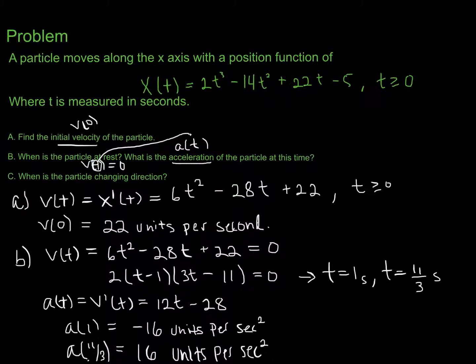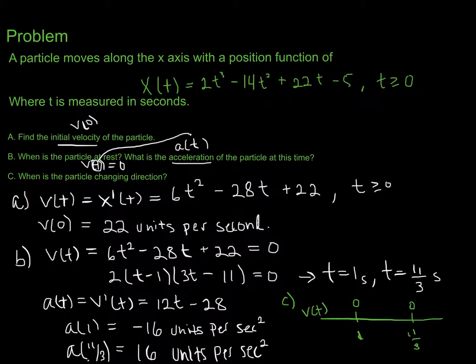Last but not least, where is the particle changing direction? So here what I want to know is where is the velocity changing from either positive to negative or negative to positive. So the best way to look at that is to make a sign chart here. And I've already found the critical values of my velocity, the two values that make my function 0. So if I look at my velocity, my critical points are at 1, that makes the velocity 0, and 11/3, that makes the velocity 0 as well.